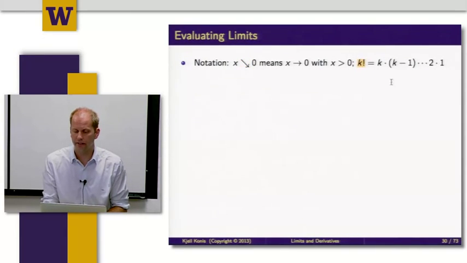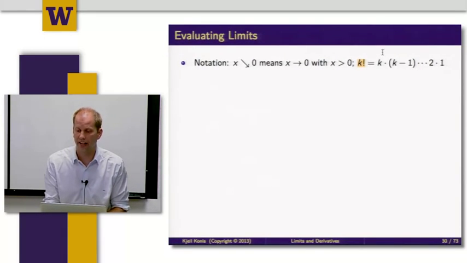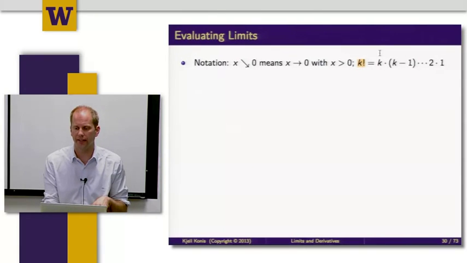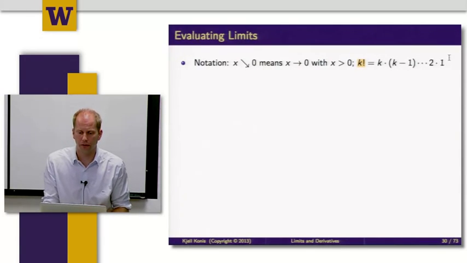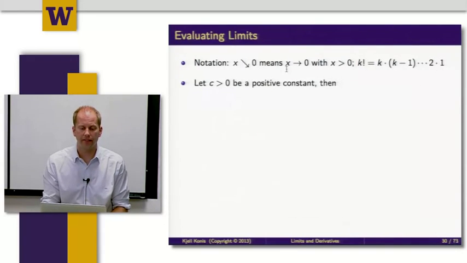And then also, just in case you've never seen this notation before, the k followed by an exclamation point is read k factorial. Sorry, it's defined for positive integer values of k. It means k times k minus 1 times k minus 2, and so on, times 2 times 1. And then 1 factorial and 0 factorial are both equal to 1. And then again, we'll let c be a positive constant.